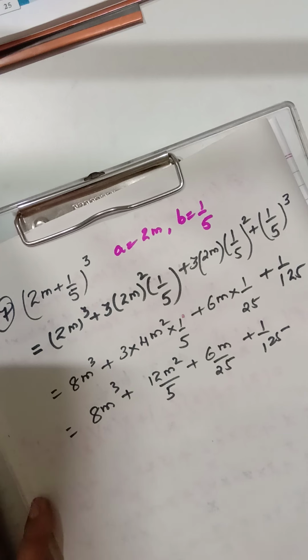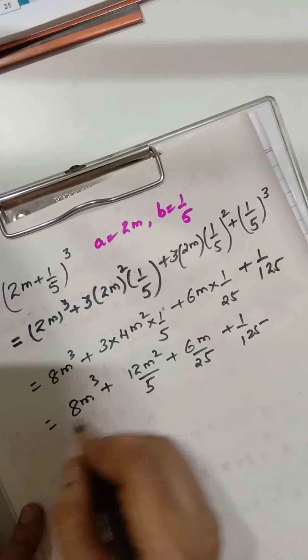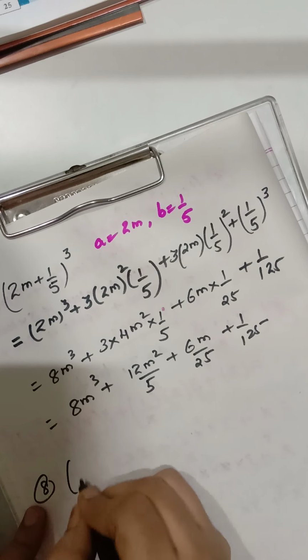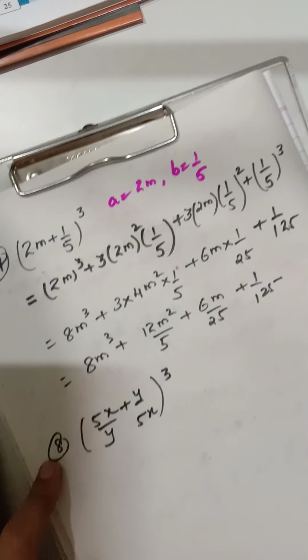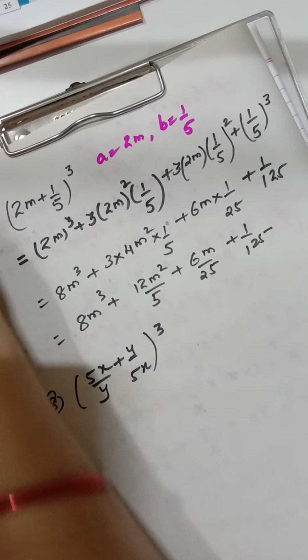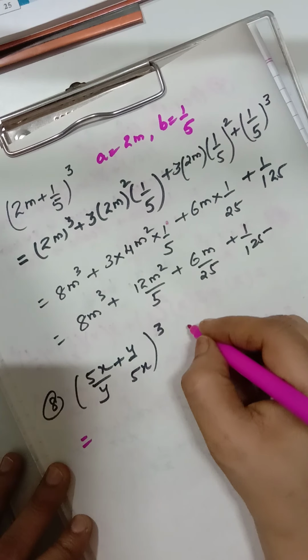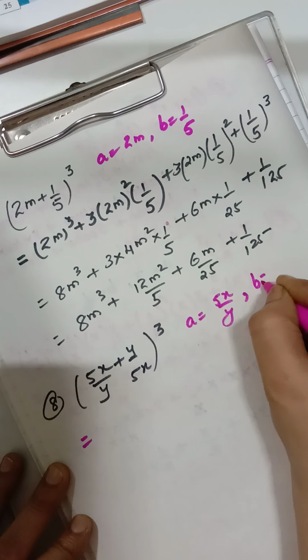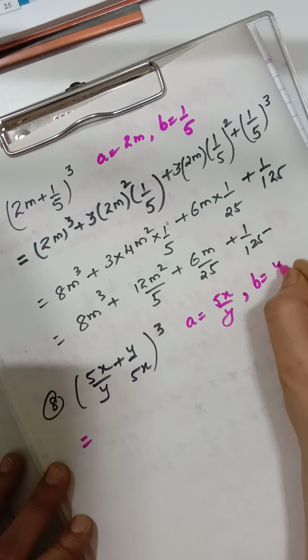Now let's see the last sum, the 8th one, that is 5x upon y plus y upon 5x the whole cube. This is our last sum. So this is equal to, now a is equal to 5x upon y and your b is equal to y upon 5x. Okay, keep in mind. Now let us start.